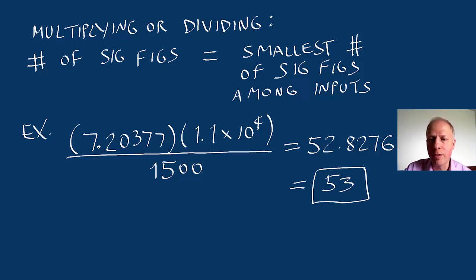Don't truncate the number. Don't just chop off everything after the first 2 digits. You need to round up if necessary, if the next digit is a 5 or more.